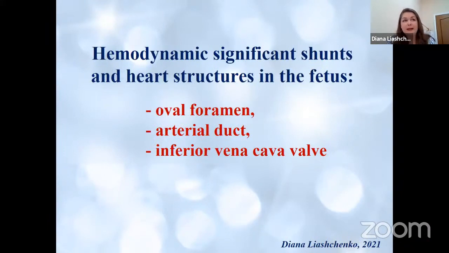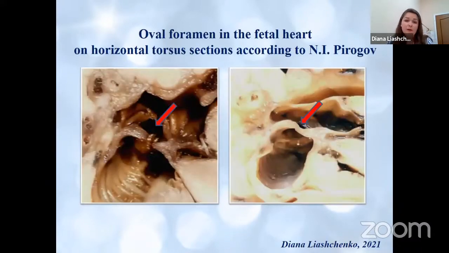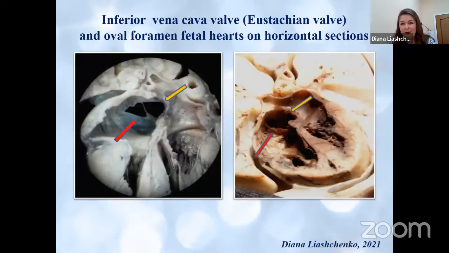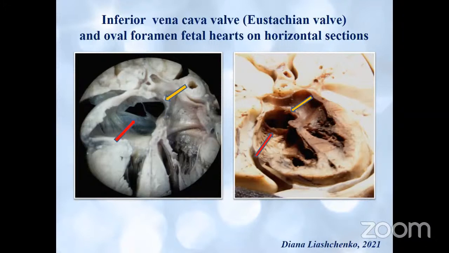Very interesting for morphologists and for all specialists who treat and diagnose fetuses, ultrasound doctors, MRI specialists, fetal surgeons, are the hemodynamically significant structures such as the oval foramen, arterial duct, and inferior vena cava valve. What can we tell about these structures? The oval foramen in the fetal heart, as I said, occupies practically all of the interatrial septum, and it repeats its difficult spatial orientation at two angles in two planes. And an interesting fact is that the oval foramen grows in this period mainly due to increasing its width, by more than 142%. Very interesting is the inferior vena cava valve, the Eustachian valve, because it was described by Eustachius many years ago, but we have no good pictures of this valve.